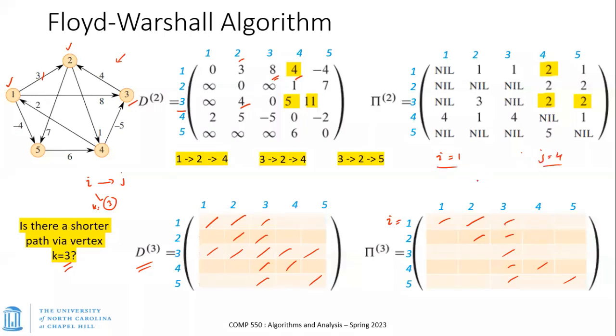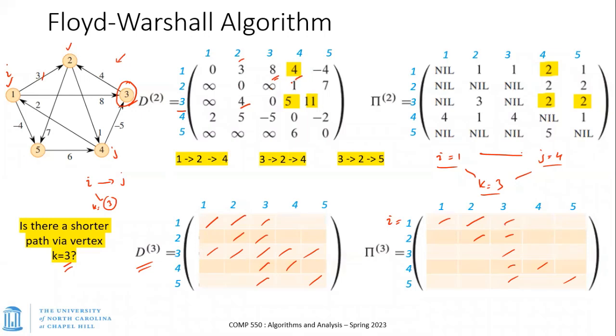Can you find a better path through k is equal to 3? I is equal to 1, j is equal to 4. And can we find a better path to 3? Anybody? How would you do the comparison? What would the comparison values be? This path versus this. So i going from 1 through 4 would be 1 to 4.